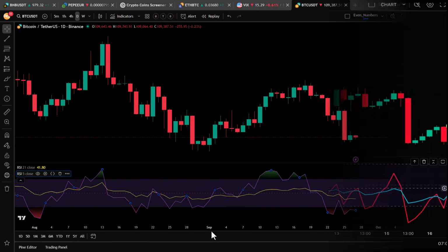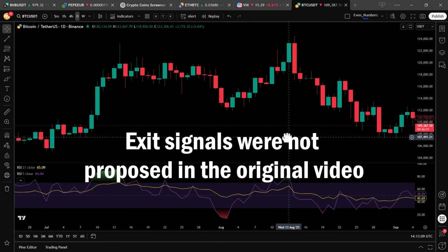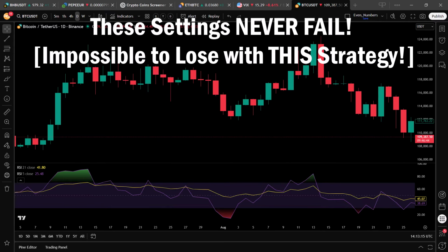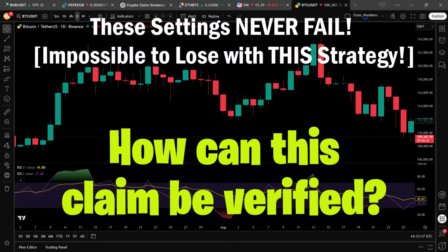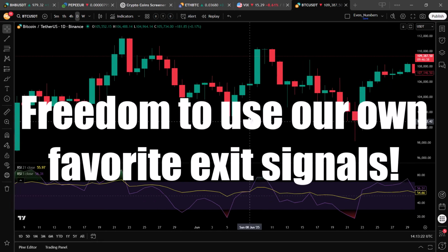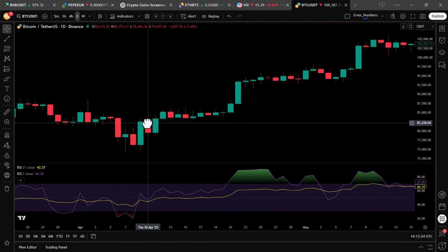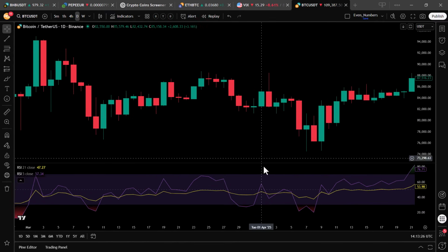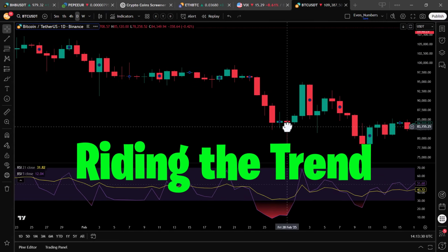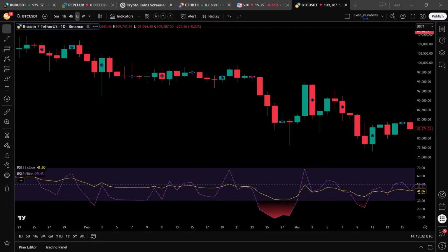And this is also where the problem lies, because exit signals are not presented in the original video. Now this is a bad and a good thing at the same time. On the first hand we don't know how the claim of the video can be verified, but on the other hand we now have the freedom to use our best exit signals to determine the rest of our trading algorithm. I had a plethora of exit ideas and tested some of them out, and in the end it seems that riding the trend seems to have the best results, which is actually logical if you come to think of it.